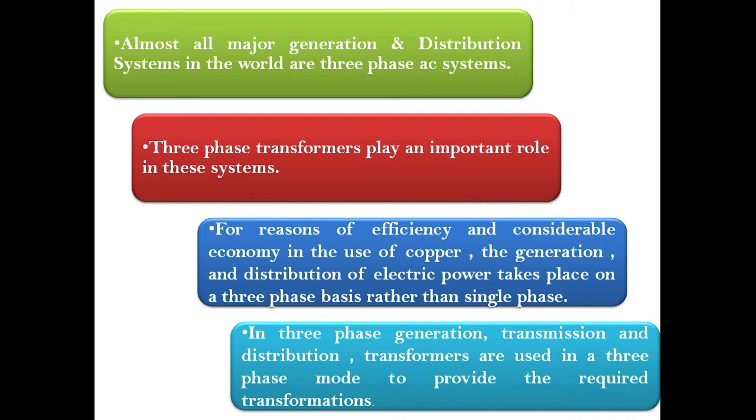the electric power. The reason for using the three-phase transformer is efficiency and considerable economy in the use of copper. The generation and distribution of electrical power takes place on a three-phase basis rather than single-phase. Therefore, the essential part of the power system is the three-phase transformer. In three-phase generation, transmission and distribution, transformers are used in three-phase mode to provide the required transformation. That is, at the transmission level, it is stepping up the voltage. At the distribution level, it is stepping down the voltage. As per the requirement of the system, one should have a three-phase transformer in different parts of the power system.